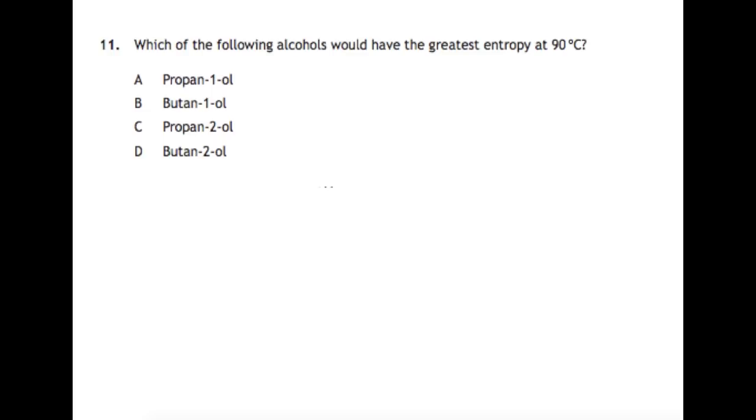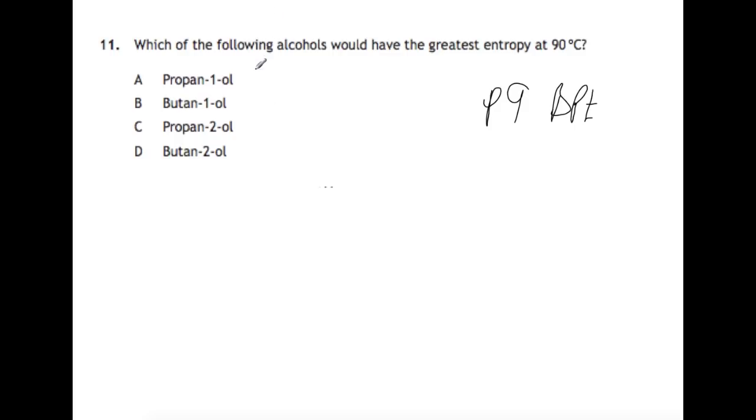So here we're looking at entropy. Entropy is disorder. So to have the greatest entropy, you need the greatest disorder, which would generally mean that something is a liquid or a gas. If you have a look at page 9 of your data book, you can find the boiling points of these substances.